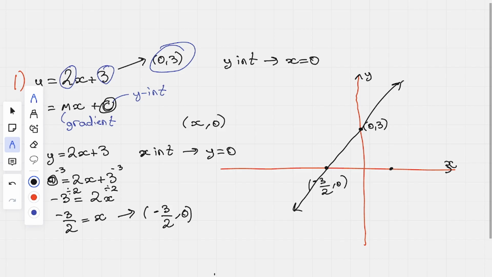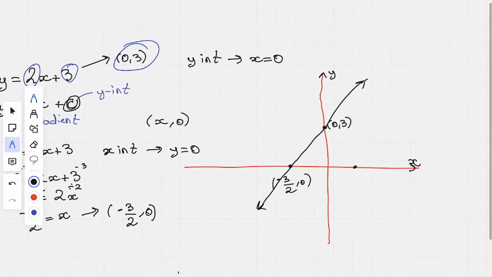Remember to draw the arrows, because the line doesn't just stop there. You have to draw arrows. You obviously can't draw past the paper. You want to draw arrows to indicate that, unless there's a domain, which I will teach in a different video. So this is how you use the x and y-intercept to sketch a graph for y is equal to 2x plus 3.